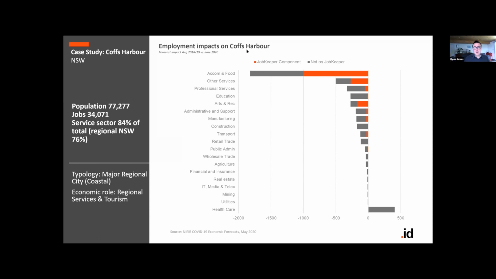I've just had a question come through about, do we have much data on remote work statistics and trends, people maintaining their employment, relocating to an area such as Coffs, for example?